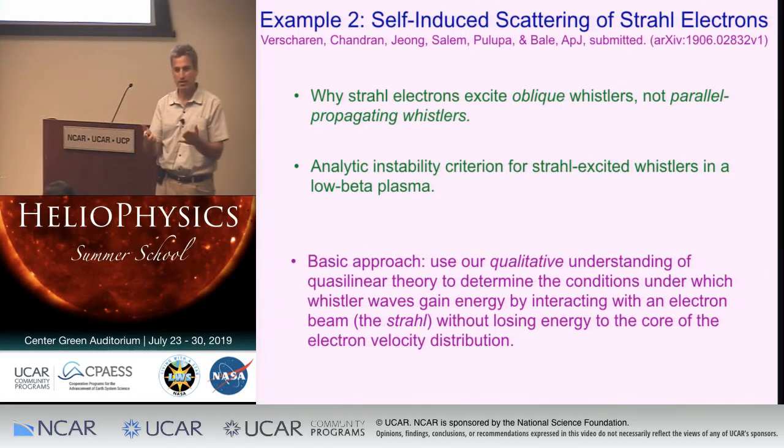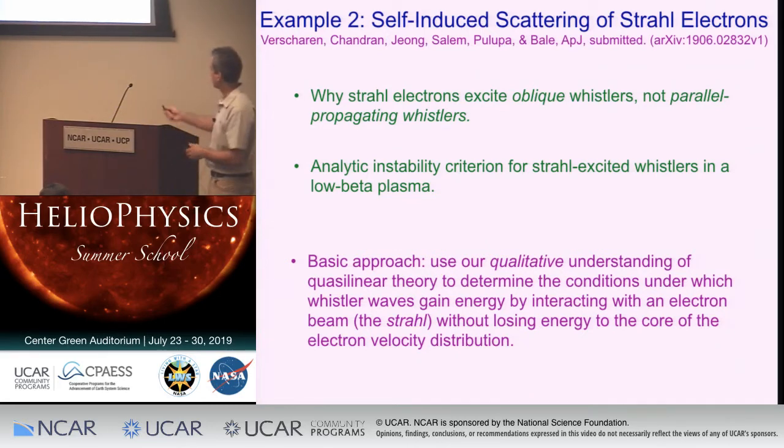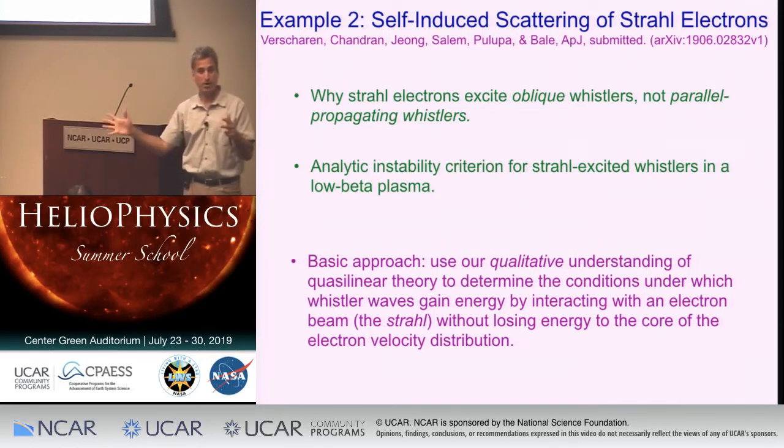And my claim to you is that we can figure out the answer to this second, actually both these questions, without lifting a pencil, just by using these ideas that I've been trying to convey. Our basic approach will be to use our qualitative understanding of quasi-linear theory to determine the conditions under which the Whistler waves will gain energy by interacting with the electron beam without losing energy by interacting with the core of the electron distribution. So the basic idea is that we are talking about how the electrons or particles diffuse in velocity space by interacting with a wave.